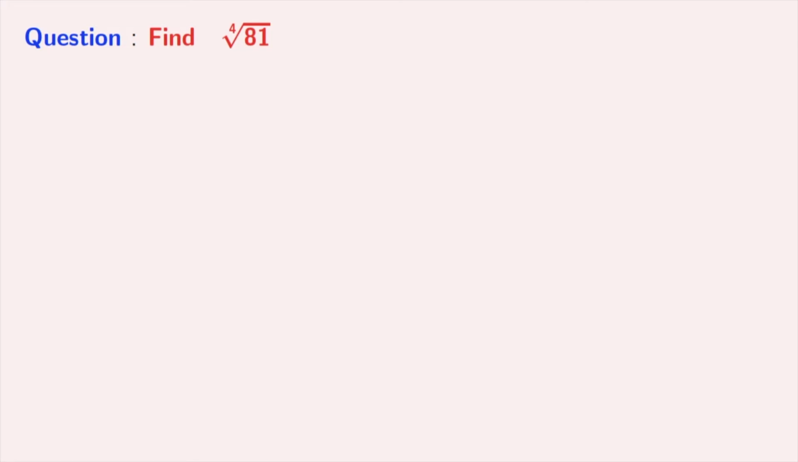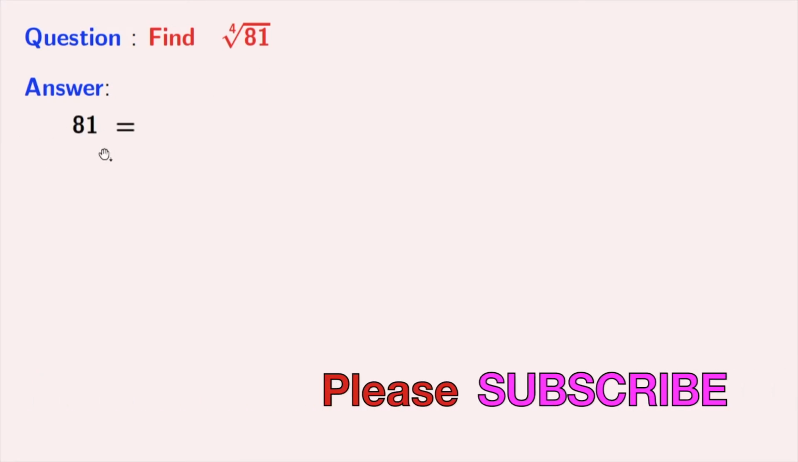So let's start. At first, we have to factorize 81. Now, look that the sum of the digits of 81 is divisible by 3. So, this number will also be divisible by 3. So, this can be written as 3 times something. That means it is 3 times 27.